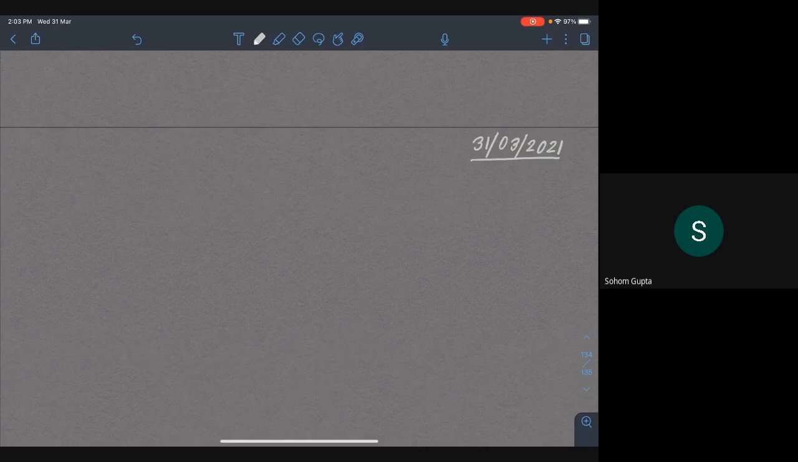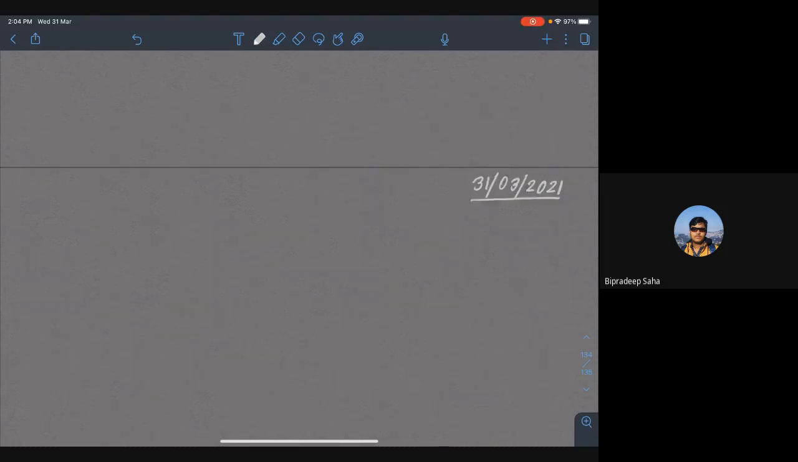A little bit. So is this better? Or the white was better? This looks good. Okay. Yeah, actually this color doesn't hit the eyes that much.